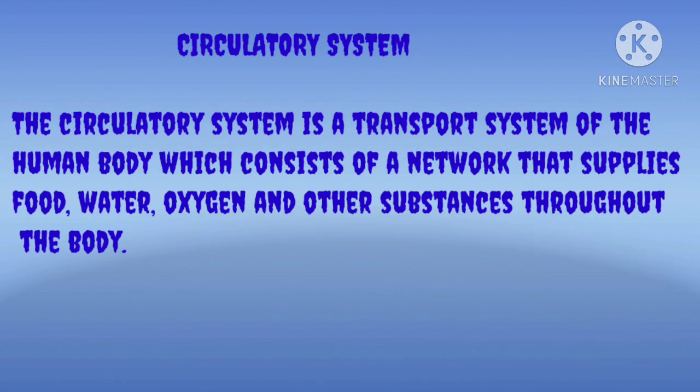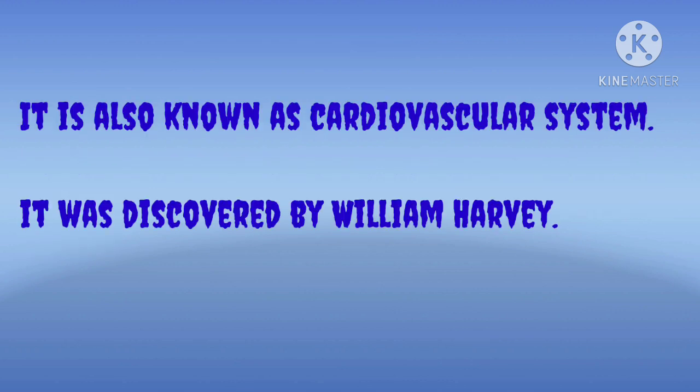In humans, we will see the circulatory system, right? That transports all the useful material. The circulatory system is a transport system of the human body which consists of a network that supplies food, water, oxygen and other substances throughout the body. This circulatory system is basically composed of blood, heart and blood vessels, and the blood carries all the essential materials as well as the waste material in our body, right? This circulatory system is also known as the cardiovascular system, right? And it was discovered by a scientist called William Harvey.